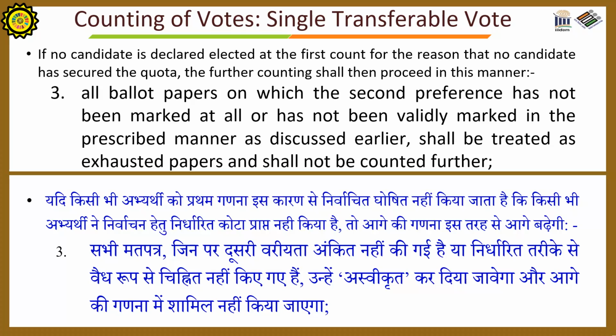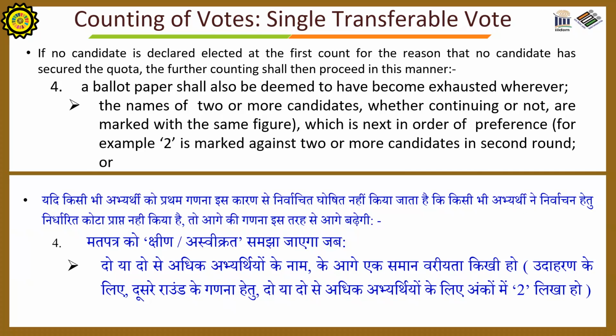All ballot papers on which the second preference has not been marked at all or has not been validly marked in the prescribed manner as described earlier shall be treated as exhausted papers and shall not be counted further. A ballot paper shall also be deemed to have become exhausted wherever the names of 2 or more candidates, whether continuing or not, are marked with the same figure, which is next in order of preference.